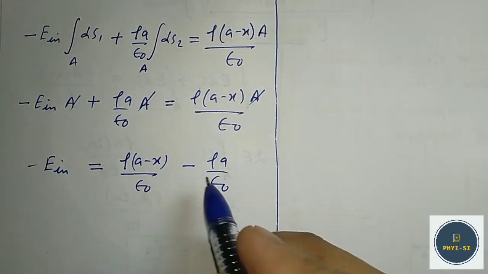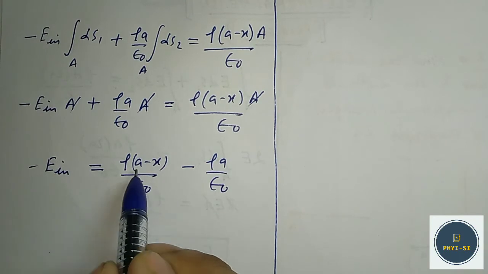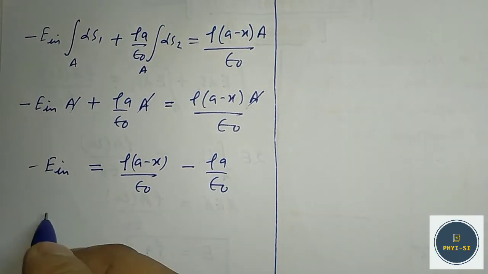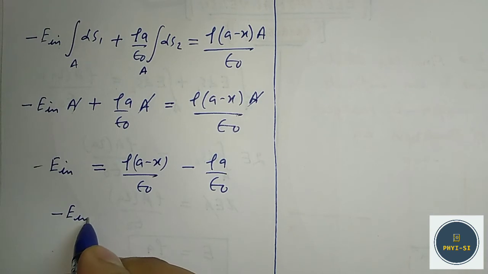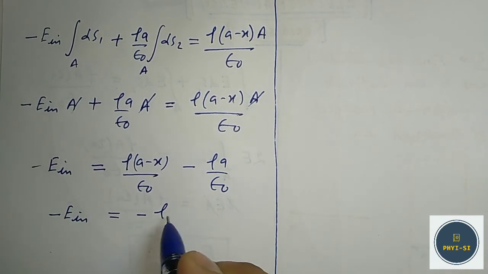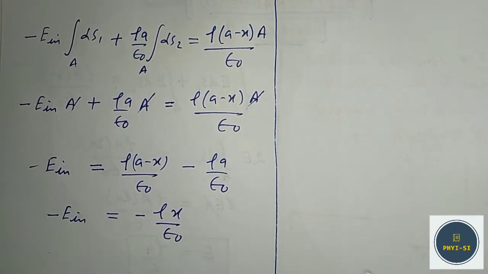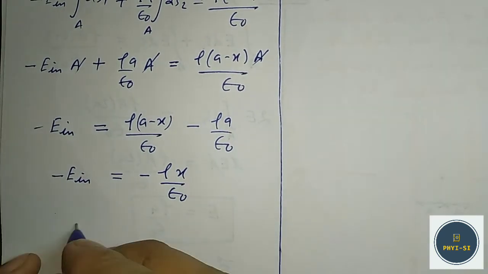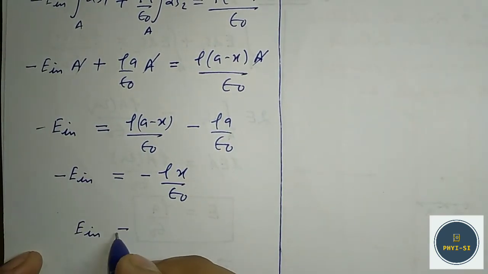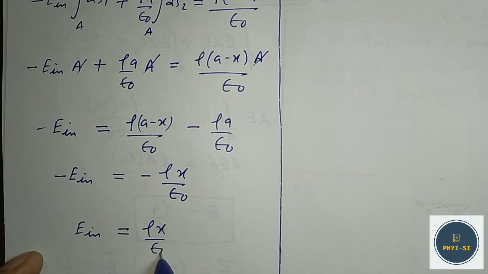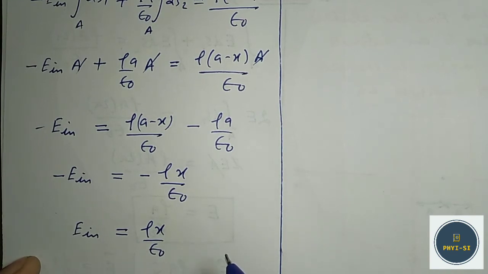Here we can see that the rho A upon epsilon naught can be cut. So E in is equal to minus rho x over epsilon naught. So the magnitude of the electric field inside should be equal to rho x upon epsilon naught.